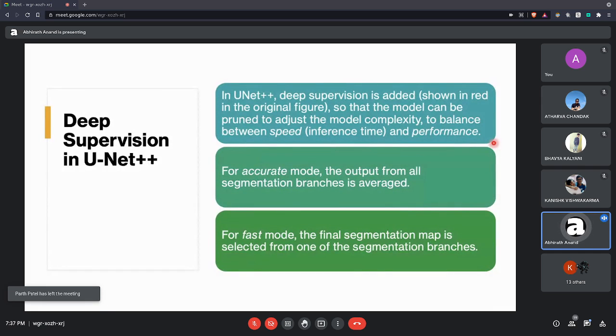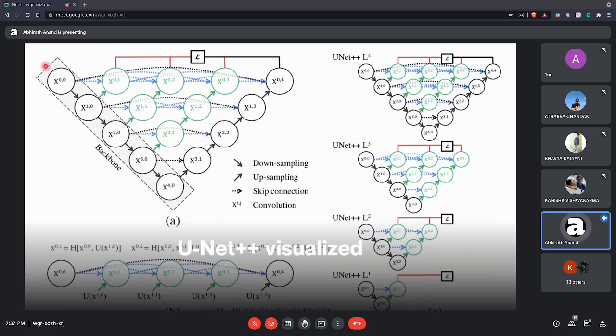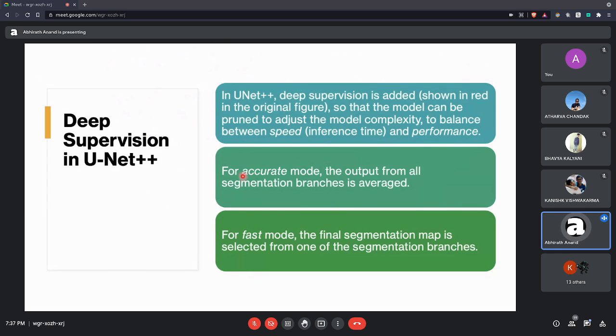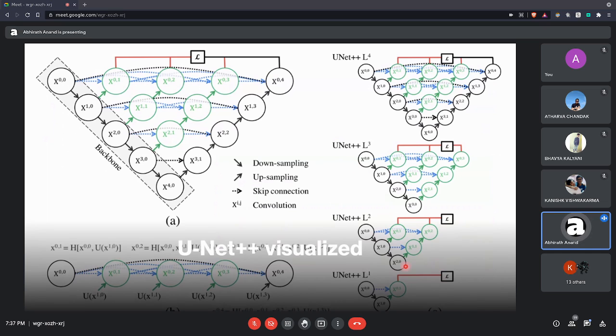So this is something that is very unique. Very few neural net architectures have this, and UNet++ was among the architectures to demonstrate this. So for accurate mode, the output from all segmentation branches is averaged. If you can see, this is one segmentation branch, this is another, and another, and so on. So the output from these is averaged for the accurate mode. Accurate mode will take a lot of time to run, but it will give you much better masks. And for fast mode, the final segmentation map is selected from one of the branches. So you can actually prune, which is what they've shown over here.